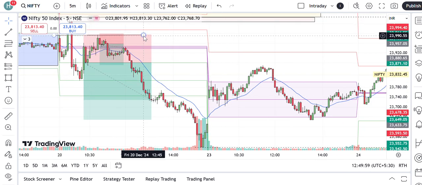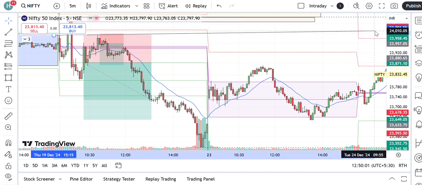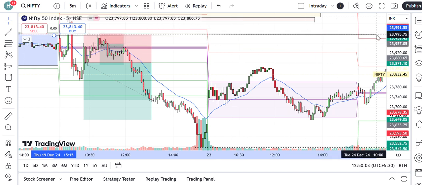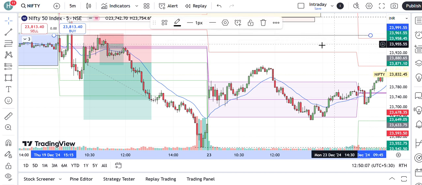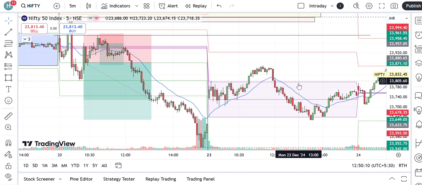This is a breakout line, like a turning point, you can say. Turning point, I just extend for today. Let us see what happens now.